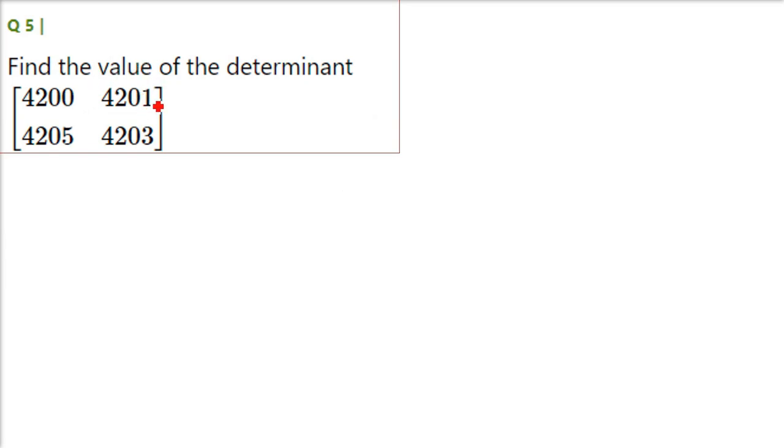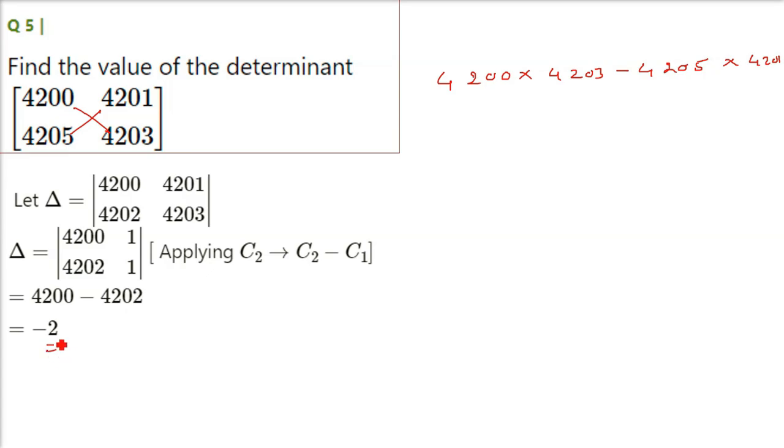Find the value of the determinant. Now the straightforward method will be 4200 multiplied by 4203 minus 4205 into 4201. But doing this will take a lot of time because this is a very short answer question. That means we have to apply a certain property to make the computation easier. And these kinds of questions come up a number of times in the later discussion.